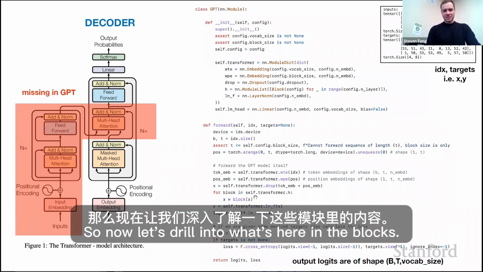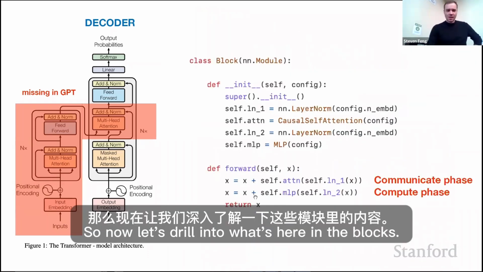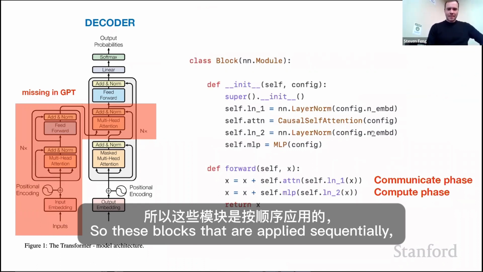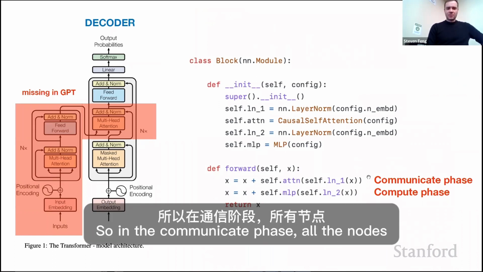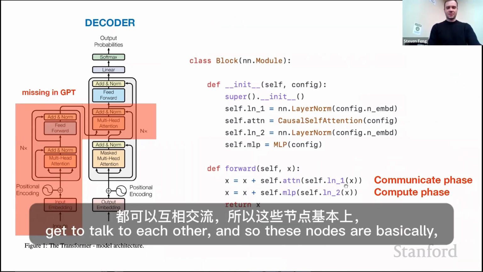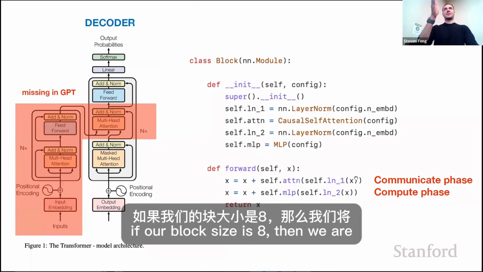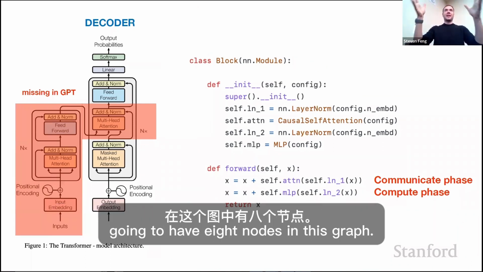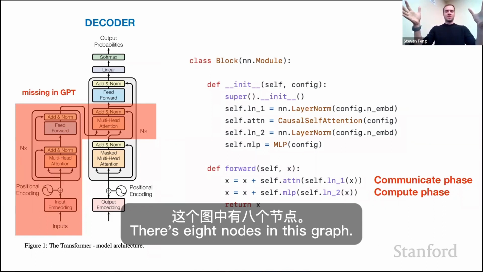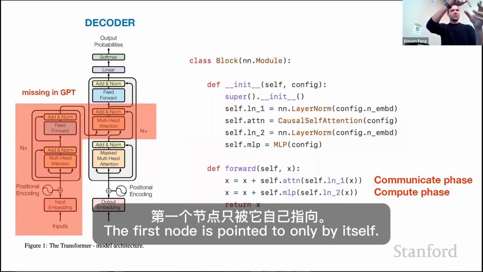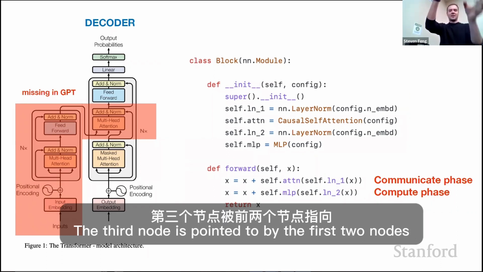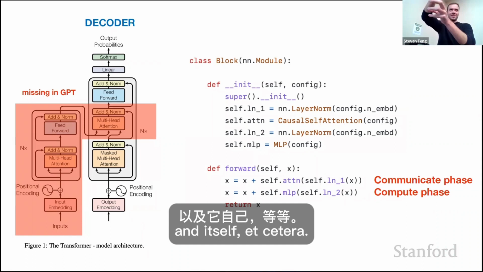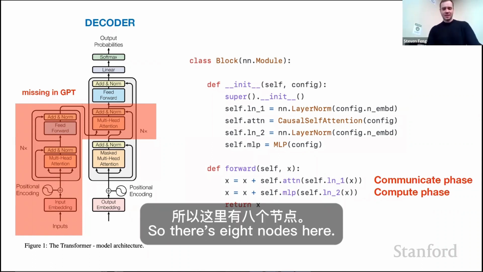So now let's drill into what's in the blocks. These blocks that are applied sequentially, there's again, as I mentioned, this communicate phase and the compute phase. In the communicate phase, all the nodes get to talk to each other. These nodes are basically, if our block size is 8, then we are going to have 8 nodes in this graph. The first node is pointed to only by itself. The second node is pointed to by the first node and itself. The third node is pointed to by the first 2 nodes and itself, etc. So there's 8 nodes here.